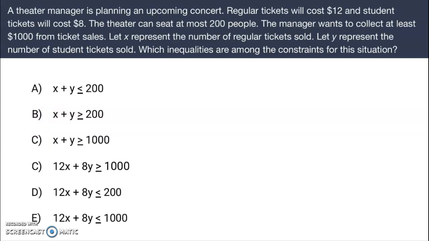And then we have one more situation to talk about and see if we can find the inequalities that work here. A theater manager is planning an upcoming concert. Regular tickets cost $12, student tickets $8. The theater can seat at most 200 people. The manager wants to collect at least $1,000 from ticket sales. X is the number of regular tickets, Y is the number of student tickets. Which inequalities are among the constraints?